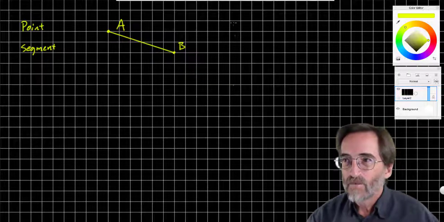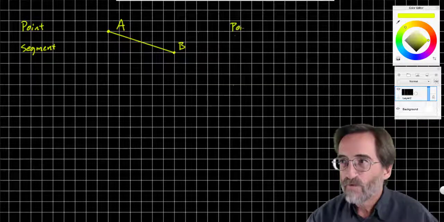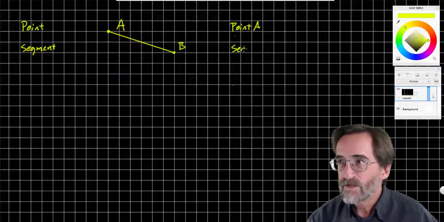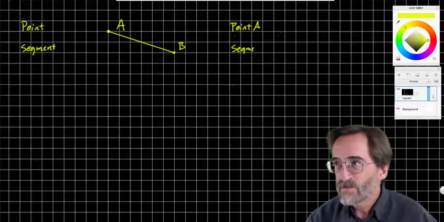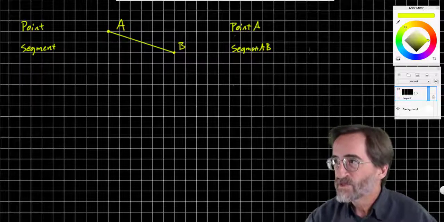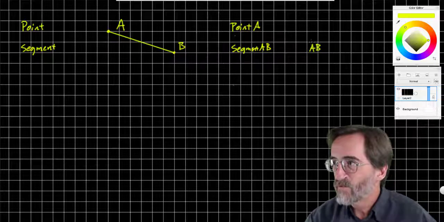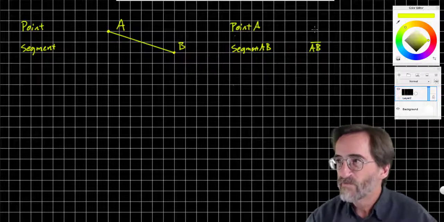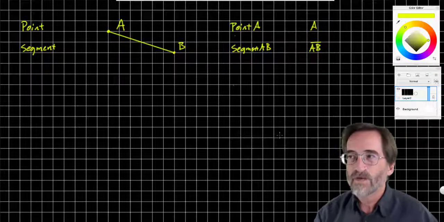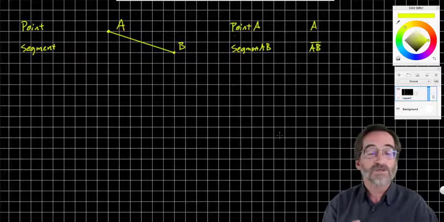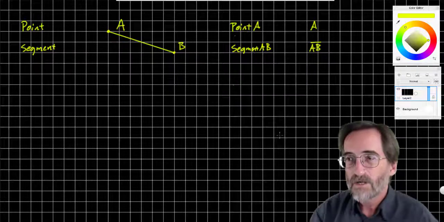Okay. And we can say point A, and for segment AB, the symbol is A and B with a line segment drawn above it. Point A, the symbol is just the letter A. Okay? Capital letters always, never lowercase. Lowercase letters are reserved for something else.